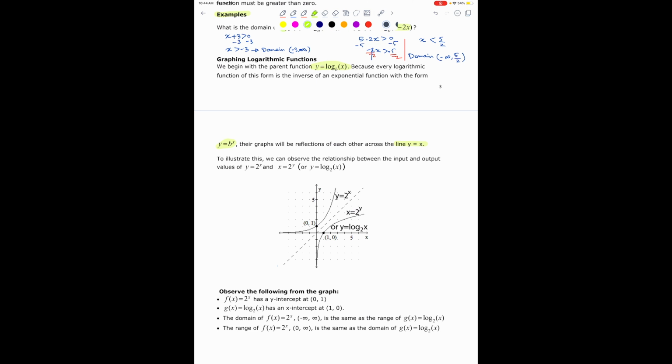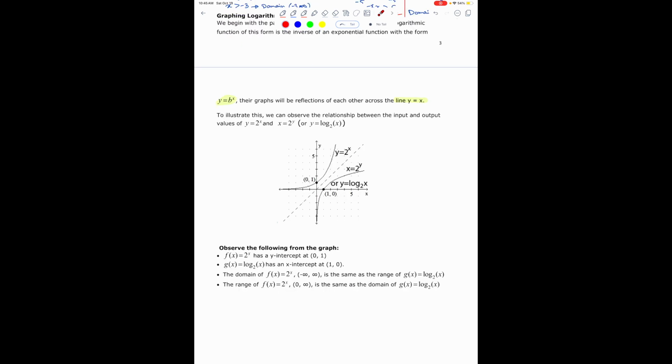To illustrate this, we can observe the relationship between the input and output values of y equals 2 to the x power and x equals 2 to the y power, or the logarithmic function y equals log base 2 of x. So if we do that, this is the graph of the function y equals 2 to the x power, while this is the graph of the function x equals 2 to the y power, which is the inverse of that function, known also as the logarithmic function y equals log base 2 of x. Those are exactly the same.